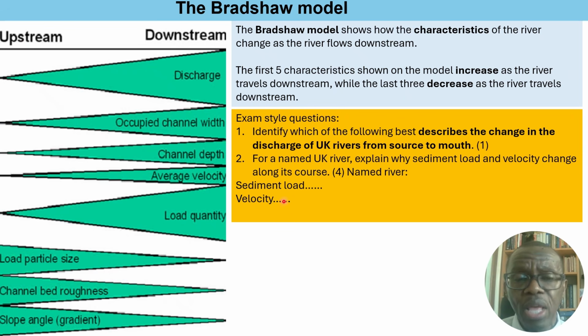Then: for a named river in the UK, explain why sediment load and average velocity change along its course. So you have your named river, which you're going to write down, could be River Tees, and so on. And then say what will happen to the sediment load as it travels downstream. Of course that sediment load is going to increase, so you explain why. The velocity is also going to increase, so you explain why.